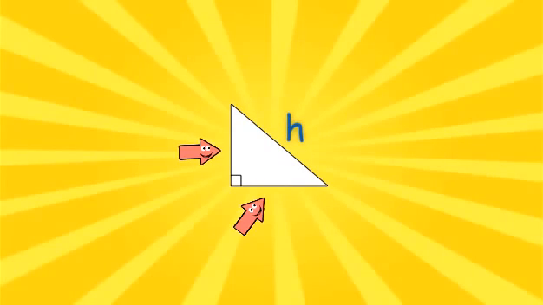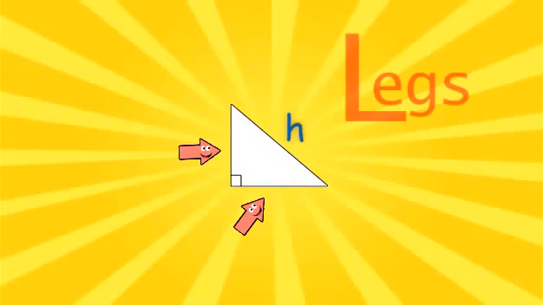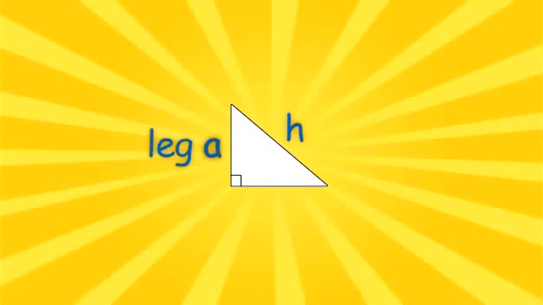Notice that the two sides that create the 90-degree angle form the letter L. L for legs. These are the legs of the right triangle. We will call this side leg A and this side leg B, or vice versa, but we'll keep this set up for now.